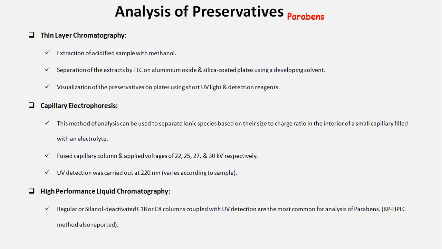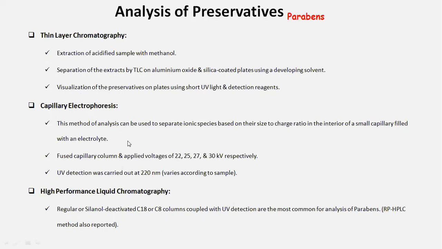In order to perform thin layer chromatography, the parabens need to be extracted, meaning extraction of the acidified sample with methanol, followed by separation of the extracts by thin layer chromatography using aluminum oxide and silica coated plates with a developing solvent, that is nothing but the mobile phase. Later, once development is completed, visualization needs to be done. Visualization of the preservatives on plates can be performed using short UV light and detection reagents. Through chemical detection also we can analyze the preservatives. So this is one method.